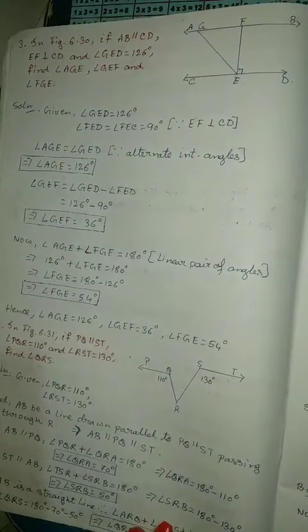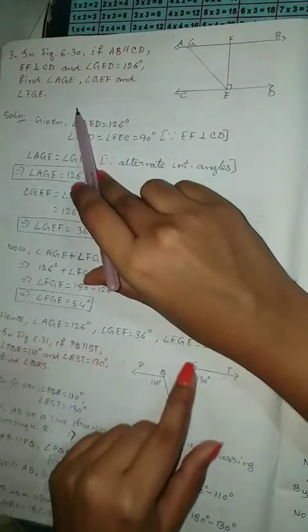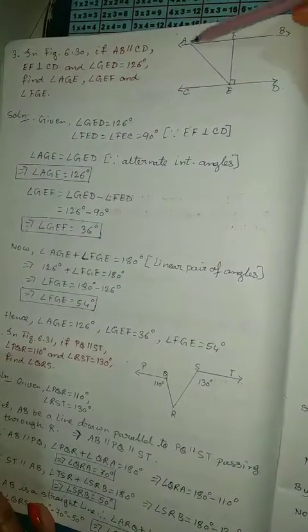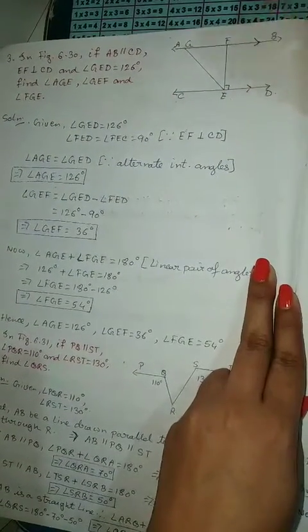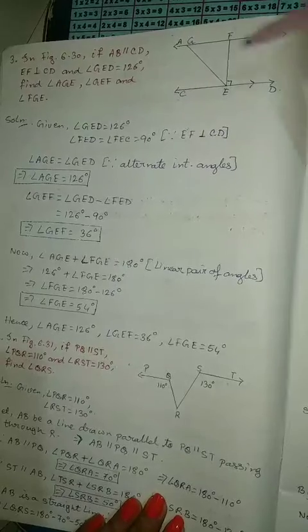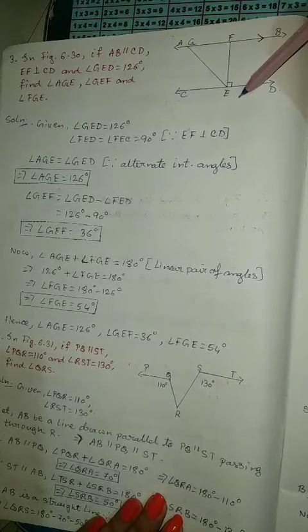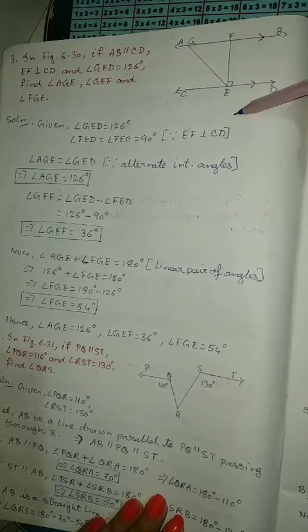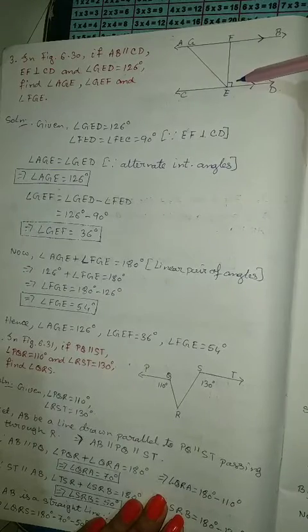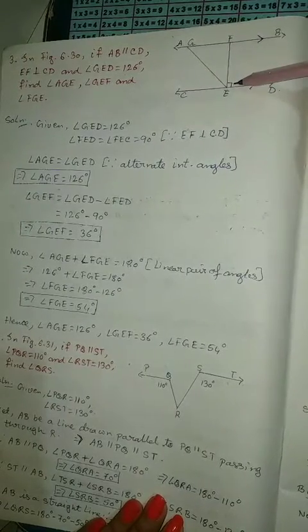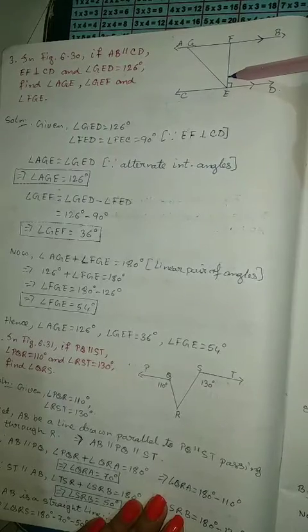Now, question number 3. In the given figure, if AB is parallel to CD and EF is perpendicular to CD and GED is equal to 126, find the following angles. So we have AB parallel to CD. These two lines are parallel to each other, right? And we can say GE is a transversal. Here FE is also a transversal, but it is also perpendicular. That makes this angle 90 degrees. EF is perpendicular to CD, so this is 90. This angle is also 90.